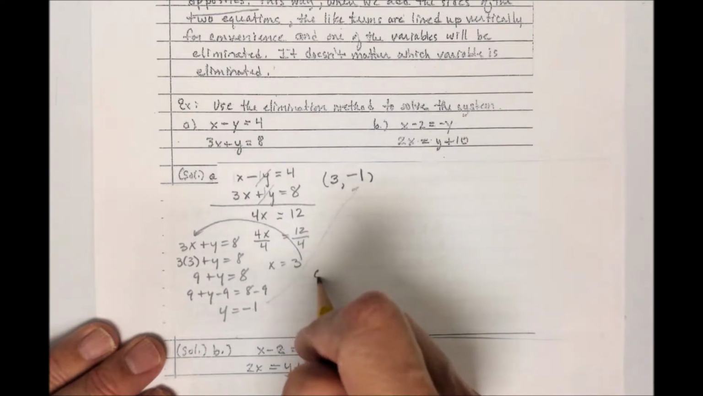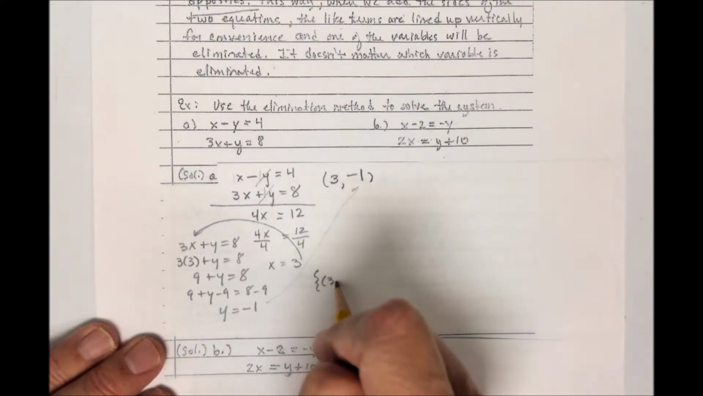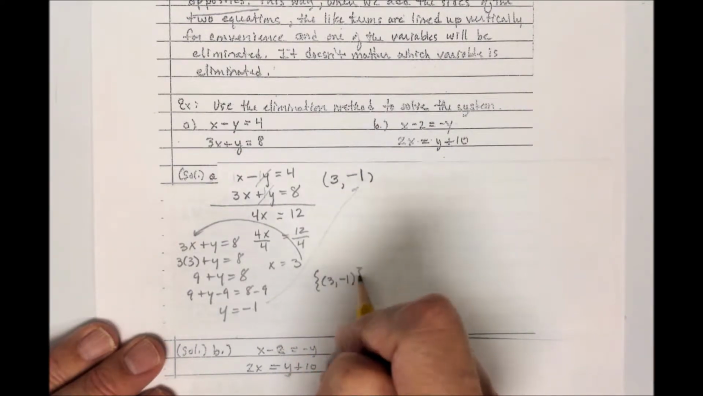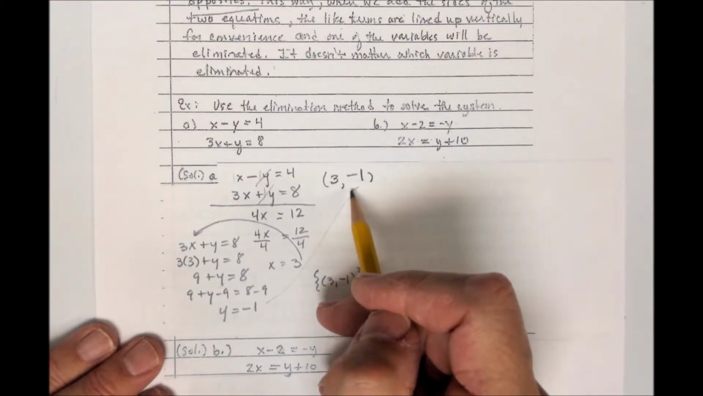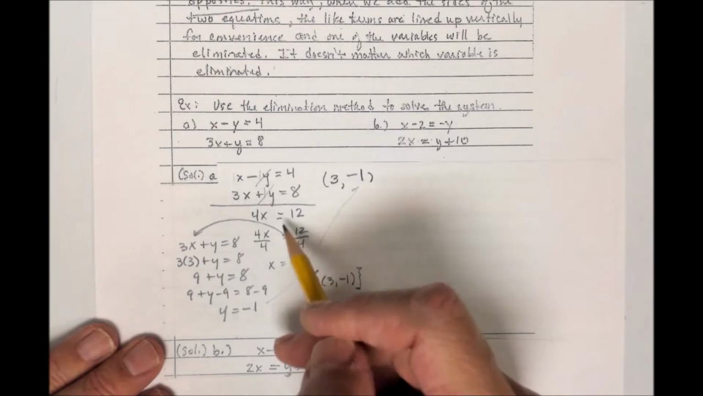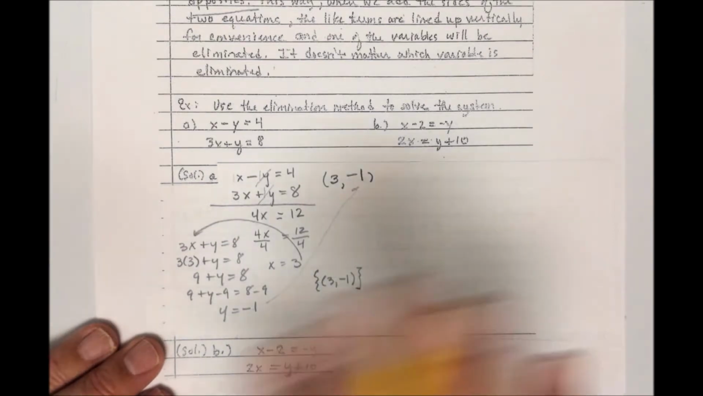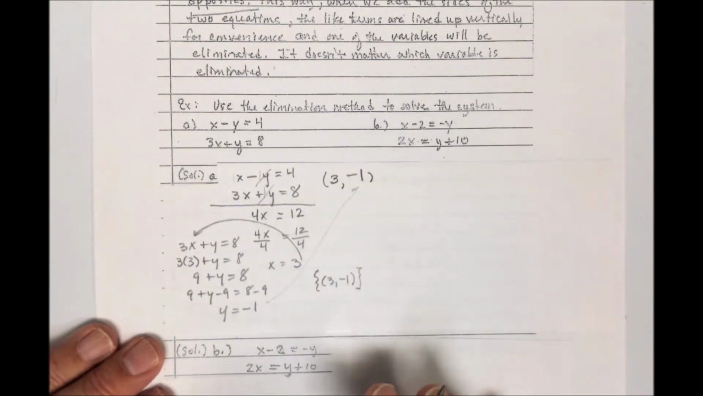Again, if they want a solution set, don't forget, just put the ordered pair in braces. Now again, I only had a single answer here, so this system is consistent and independent. That's okay, a lot of them are. Well, I'll show you what happens when we get one of the special cases here soon enough.